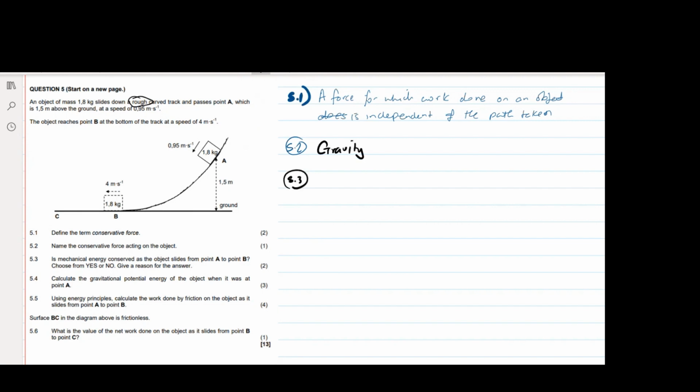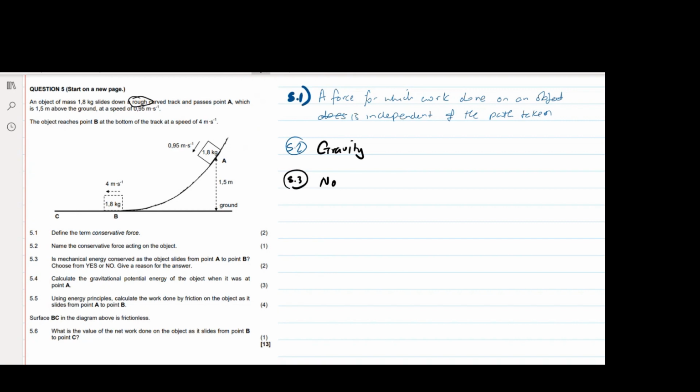5.3: Is mechanical energy conserved as the object slides from A to B? They just said that from A to B there is friction. So is mechanical energy conserved as the object slides from A to B? No, it is not.